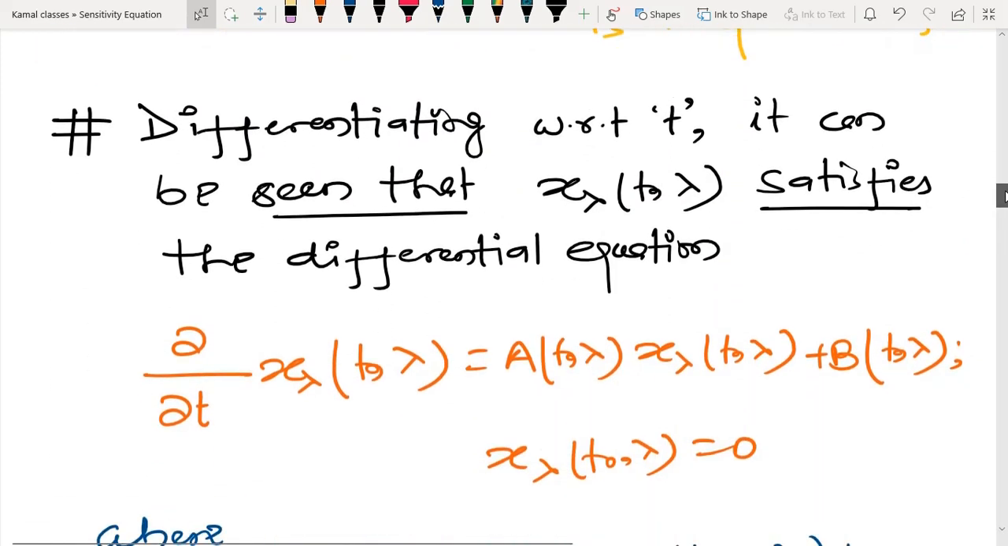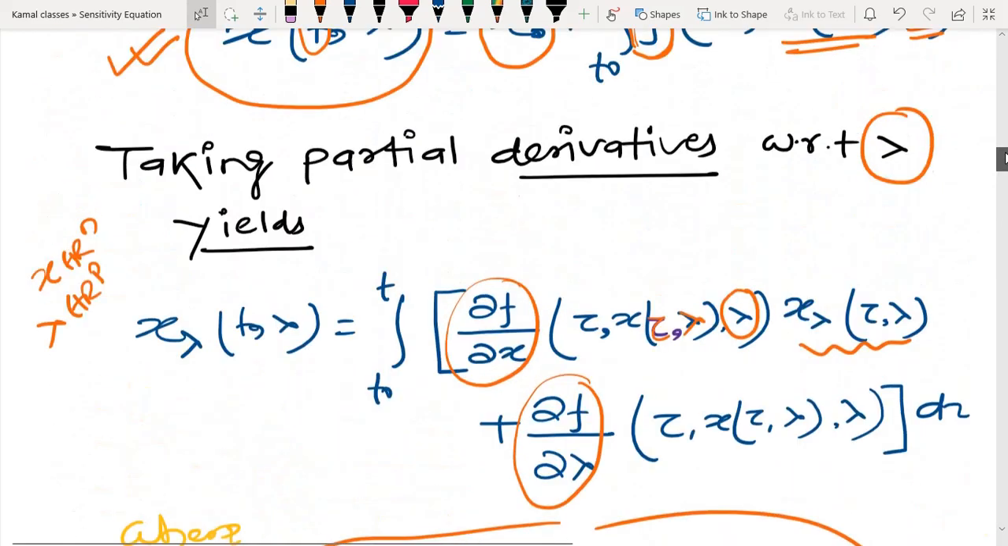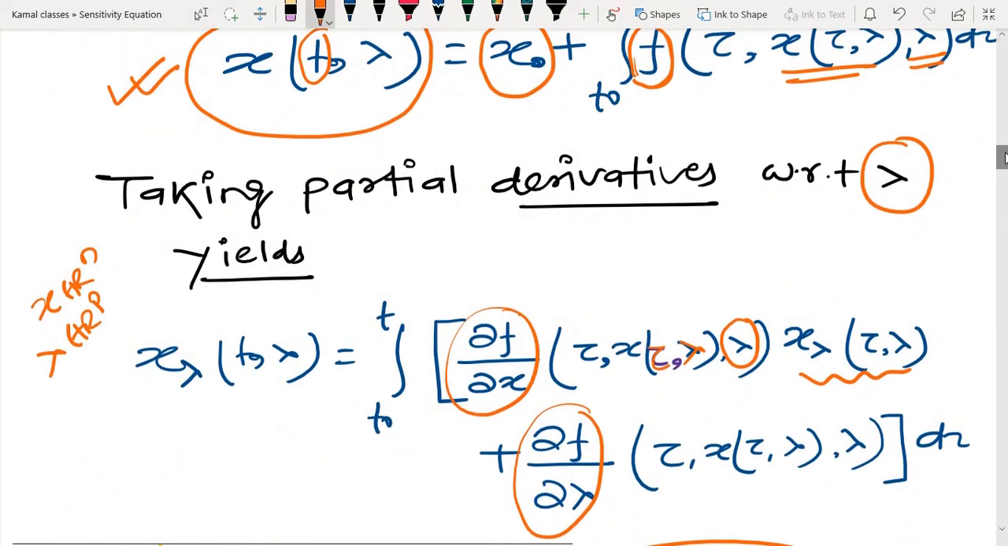Now I am going to differentiate this x(t, lambda) with respect to time, because finally I have to check the solution with respect to time only. First we have seen the variation of the solution with respect to lambda. Now we are going to see the variation of the whole thing with respect to time t, because the solution is a function of t as well as lambda, and due to that reason I am going to take the partial derivative with respect to t. So in this particular equation I am going to take dou by dou t.